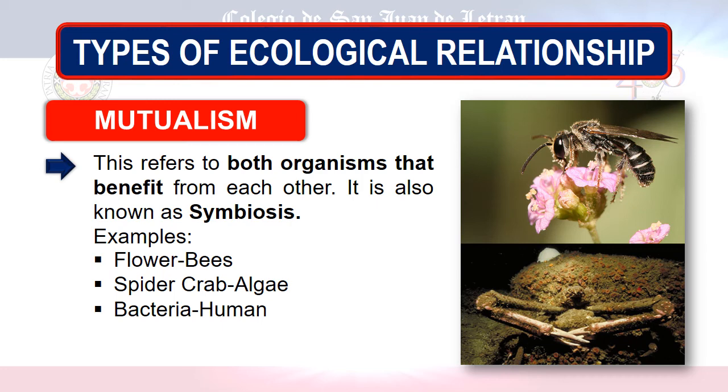Other examples are algae and spider crab, and the bacteria and human. The algae gets a good place to live, and the crab gets camouflage, and the bacteria benefit by getting food, and the human benefits by being able to digest the foods they eat.